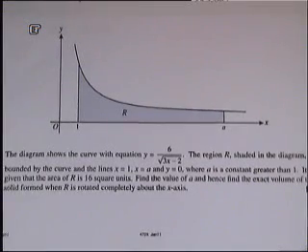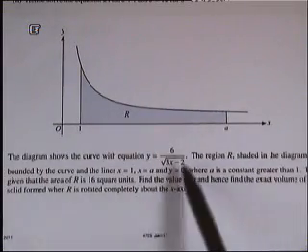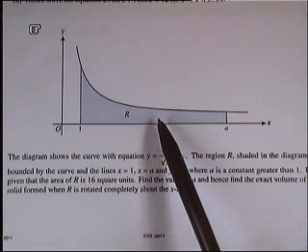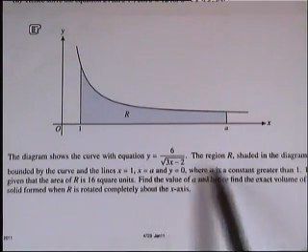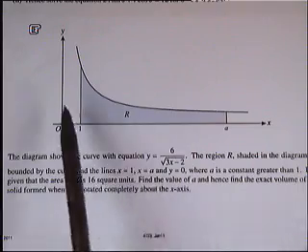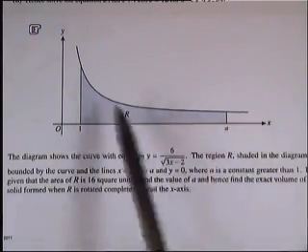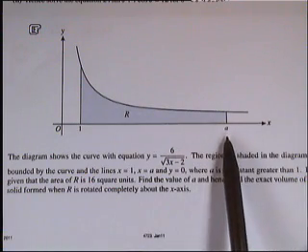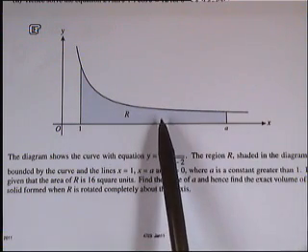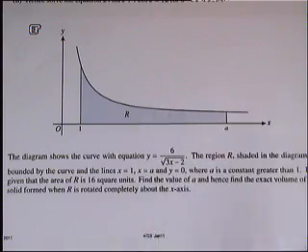So this is question 5. We've got a diagram, a curve, an equation, and a region for the curve. It tells us the region is bounded by x = 1, x = a, y = 0, which is the x-axis, and the curve. We're told a is a constant greater than 1, and we know the area is 16, and we've got to find a. That's the first part of the question.